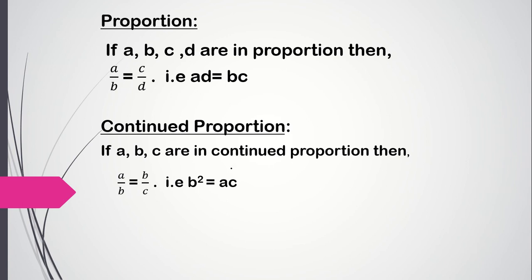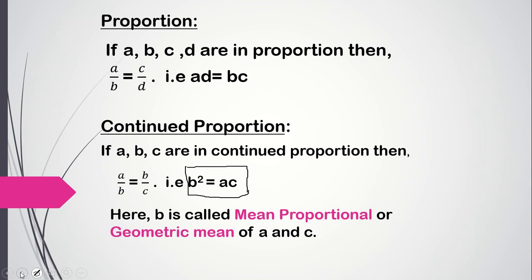Now this is very important. B square is equal to AC, because we are going to solve a lot of sums based on this. B square is equal to AC. Now here B is called the geometric mean or mean proportional of A and C.